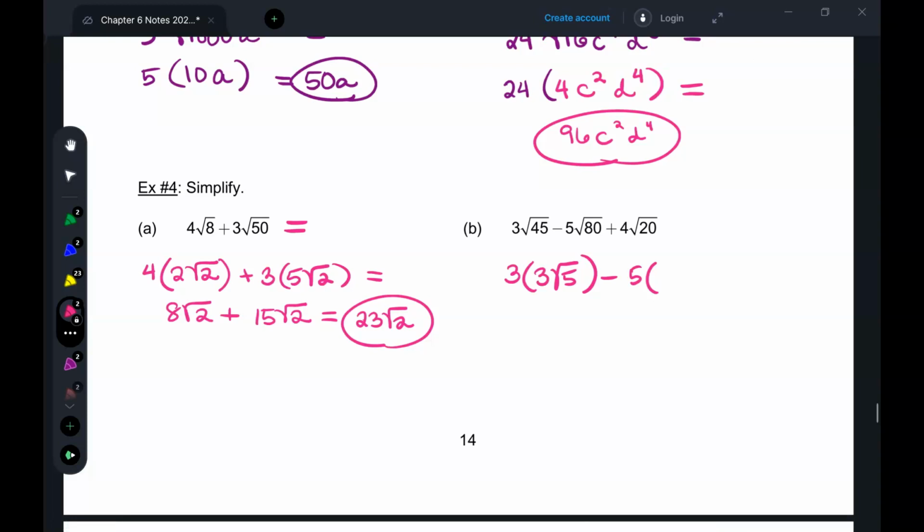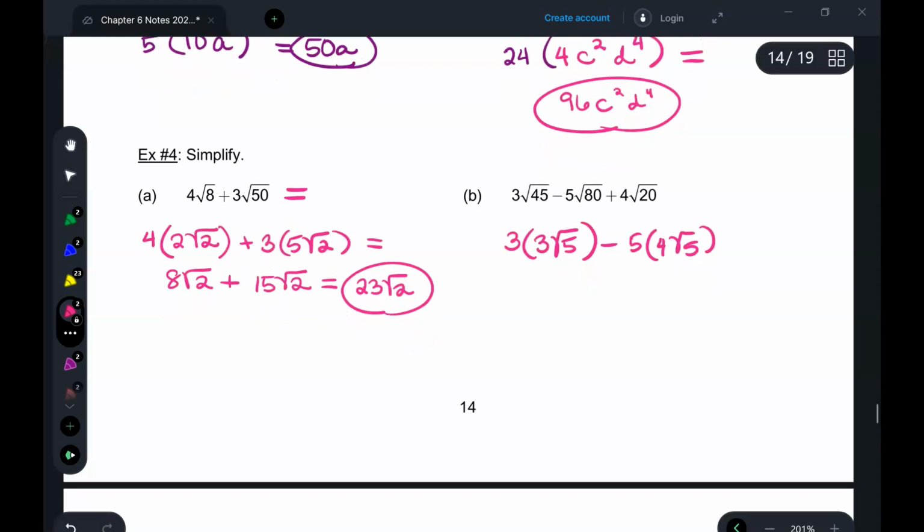What's the largest perfect square that goes in? 64. 16. It's okay, I'll just tell you. 16. Wait, no. It's 16 times 5. So 4 root 5. Again, if you're not sure, you could go over on the side and do a little factor tree. You're going to get the same answer.